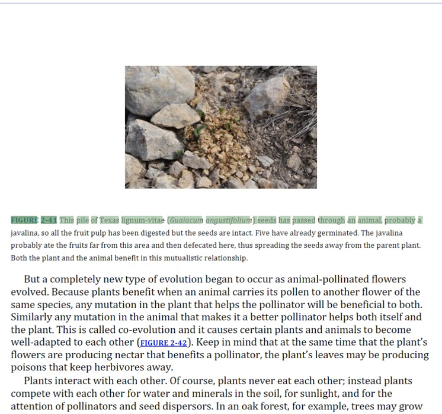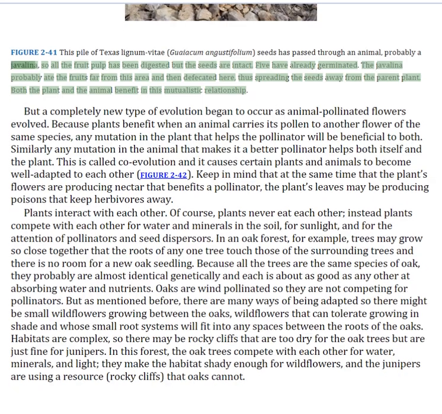Figure 2:41. This pile of Texas lignum vitae seeds has passed through an animal, probably a javelina, so all the fruit pulp has been digested but the seeds are intact. Five have already germinated. The javelina probably ate the fruits far from this area and then defecated here, thus spreading the seeds away from the parent plant. Both the plant and the animal benefit in this mutualistic relationship.